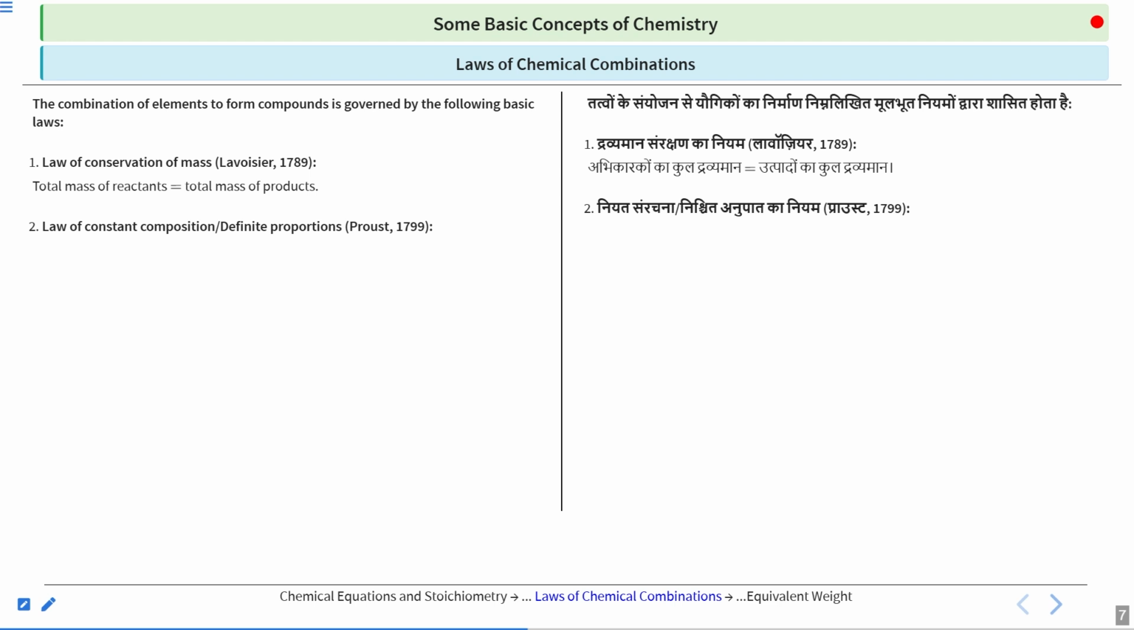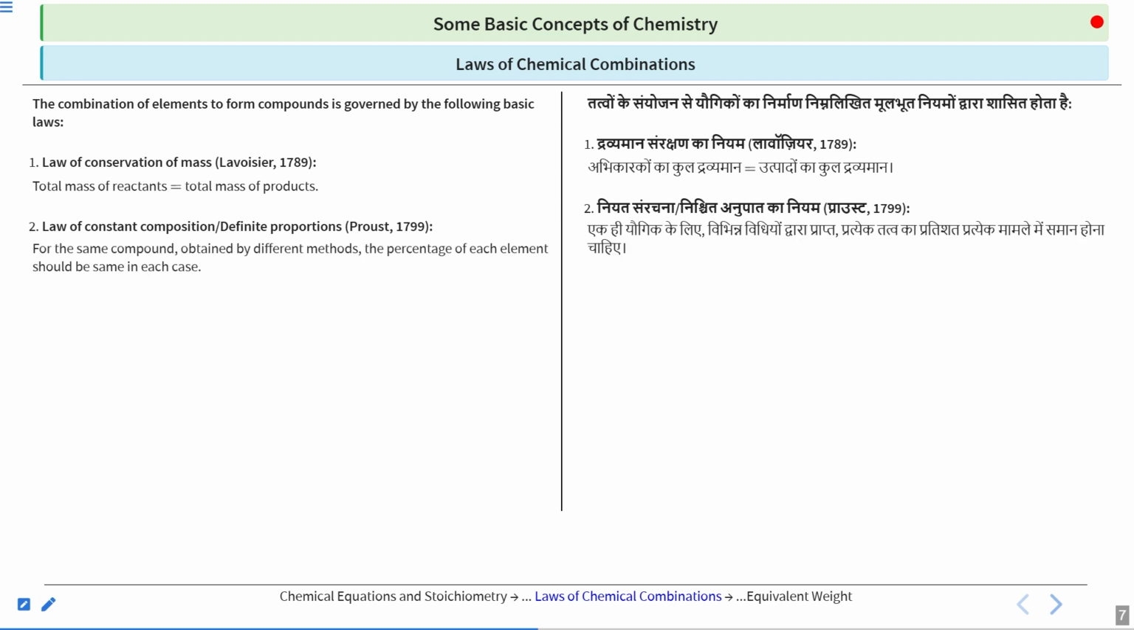Next is the law of constant composition and definite proportion, which was given by Proust in 1799. It says that if you are taking the same compound, then the elemental composition or the elemental percentage is the same for each element, right? Suppose you are taking ammonia, water, sugar, or glucose, for each of these the content or the percentage of each of the elements is the same, right?